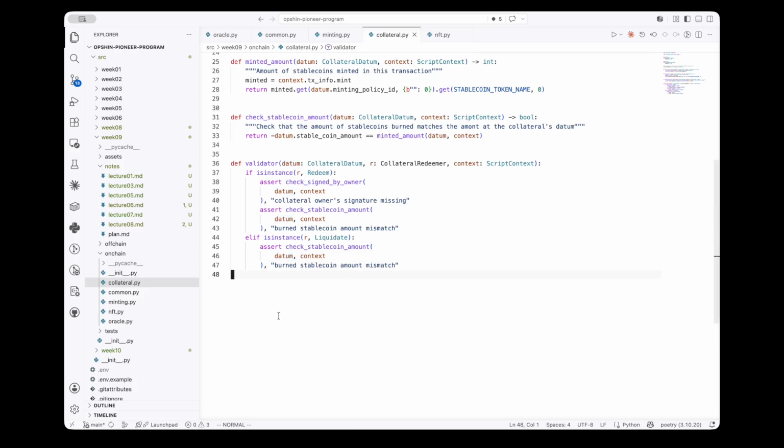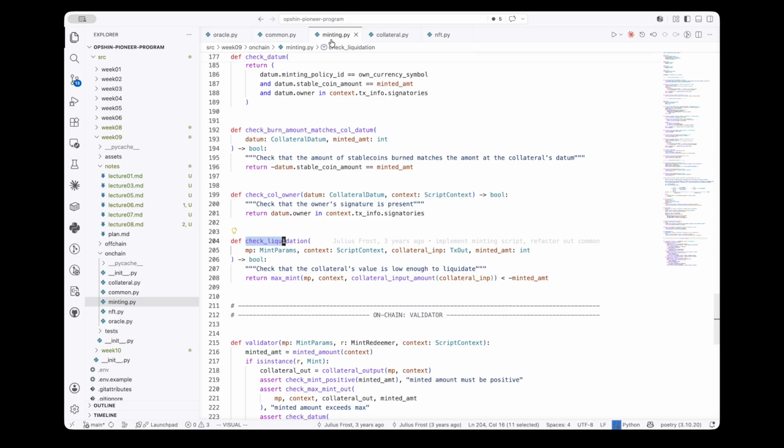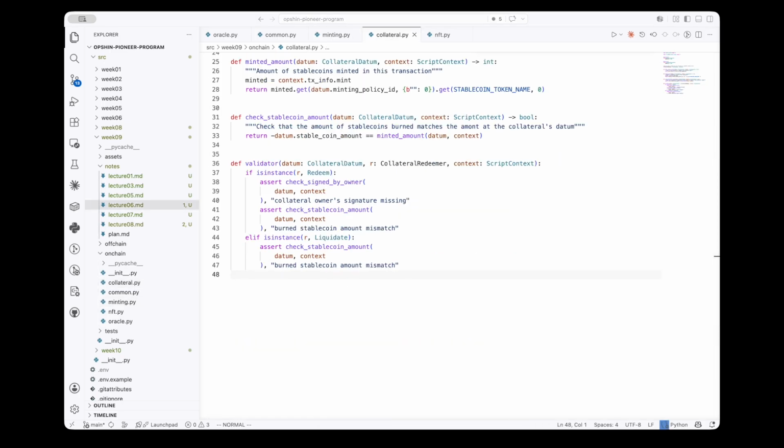So maybe one question that comes up is, if all of these important checks are already done on the minting side, why do we even have a collateral validator? But the point is that still the collateral UTXO must be controlled by some script, right? So if we just use, let's say, an always succeed validator, then anyone could spend this UTXO without burning anything. So in that case, we wouldn't be sure that also the minting script is run and enforces those important things.